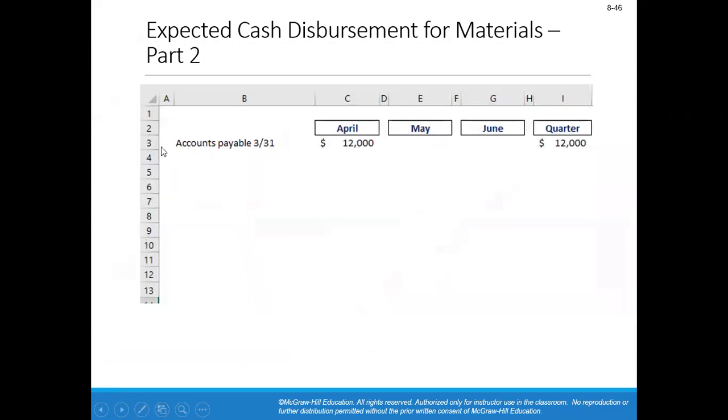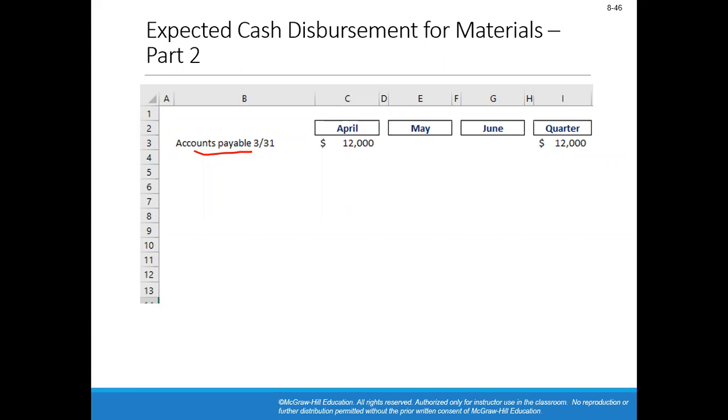We have the accounts payable from March. It was 24,000 in total. So we have the remaining accounts payable of 12,000 to be paid. So in March we have a total of 24,000. We are paying half in March, and we are paying the remaining half in the month of April, following the month of purchase.